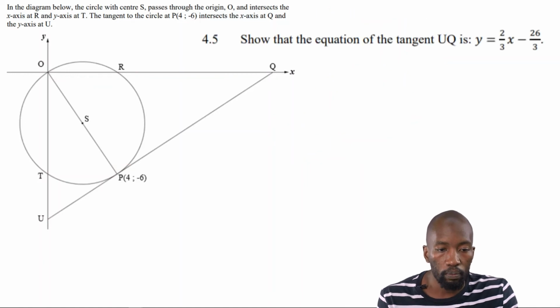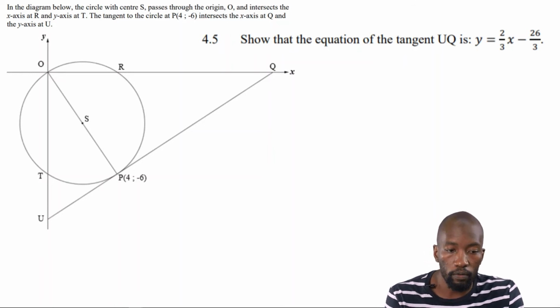Now let's carry on. Show that the equation of the tangent UQ is equal to 2 over 3x minus 26 over 3. Now we're looking for this guy, the equation of that guy.